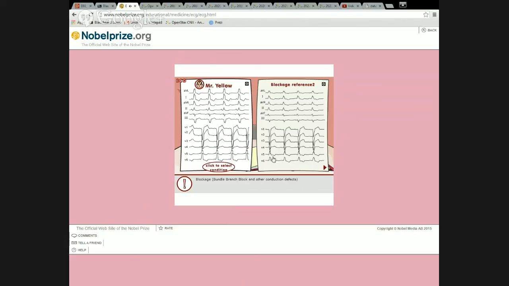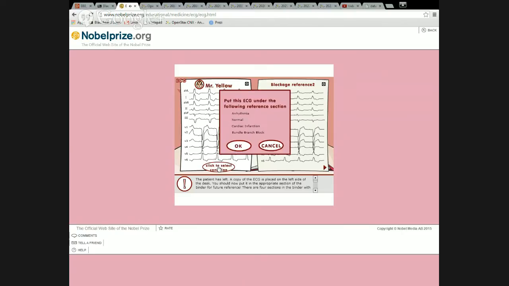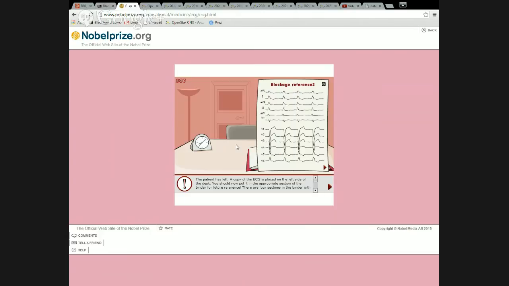So reference 2 has to be right, because we know that's the problem. Use what you can learn from the recording and the animations to help you pick out the correct references that you want to go with. Once you've decided which condition the patient has, click here to select it. This guy has a bundle branch block. We know actually it's a left bundle branch block, but this is the only choice we have that fits. And hit OK. And then our guy's things disappeared.